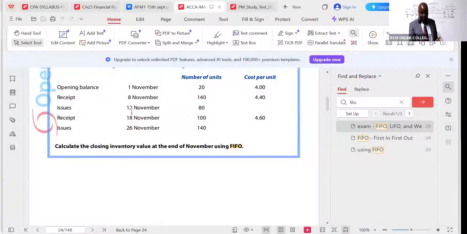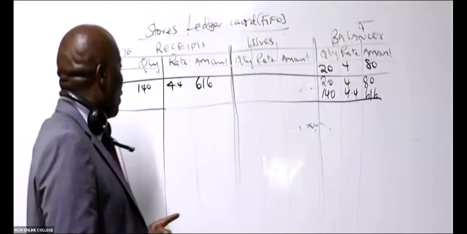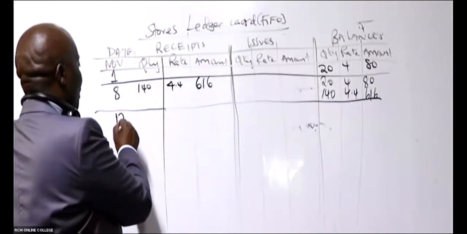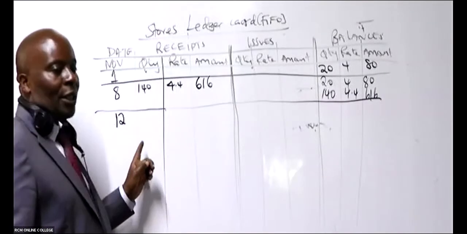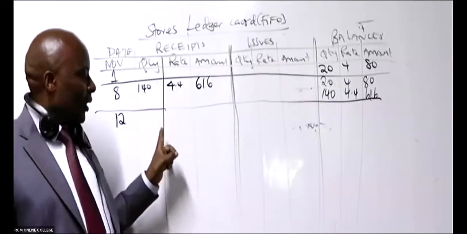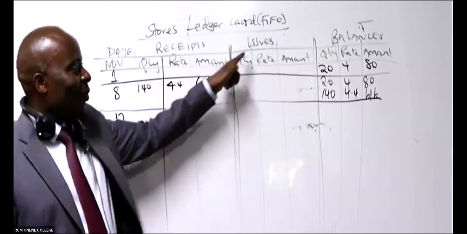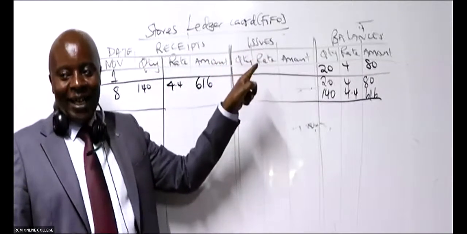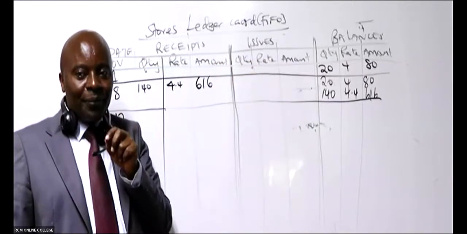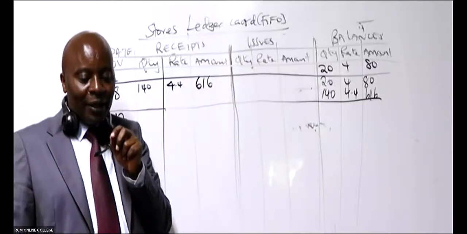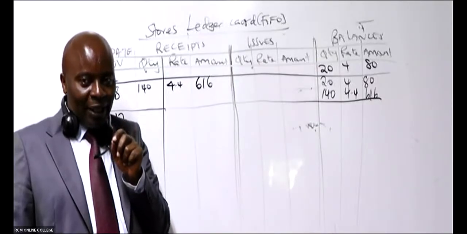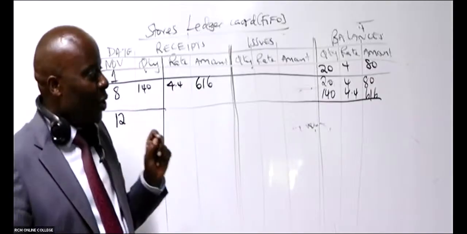So, ladies and gentlemen, after that, we have issues, eh? So 12th November, we issued, isn't it? So where do I write that issue? Here, right? Wrong. Issue is here. Yeah. And how many do we issue? 80, right? So 80.